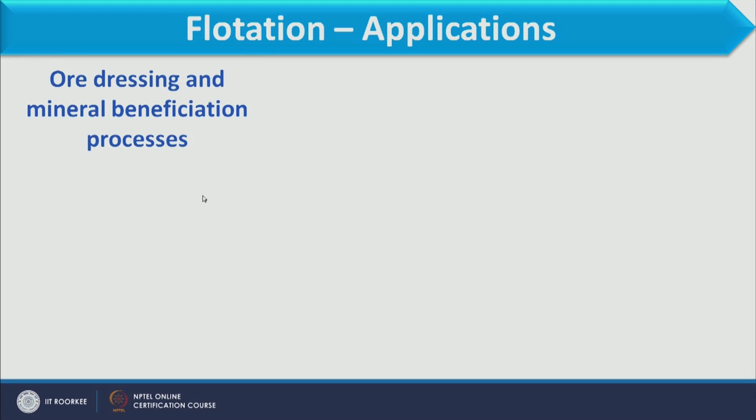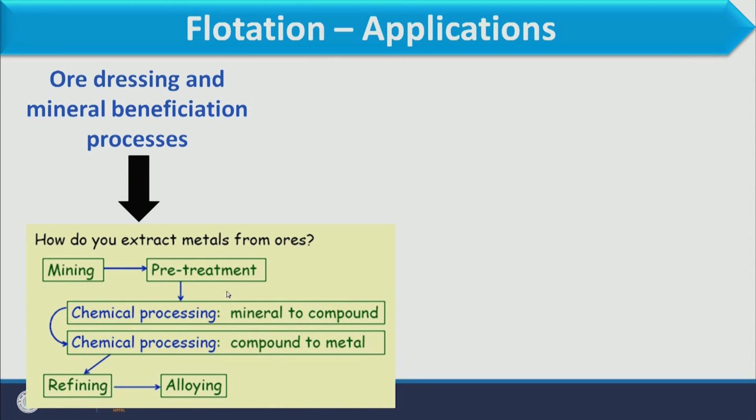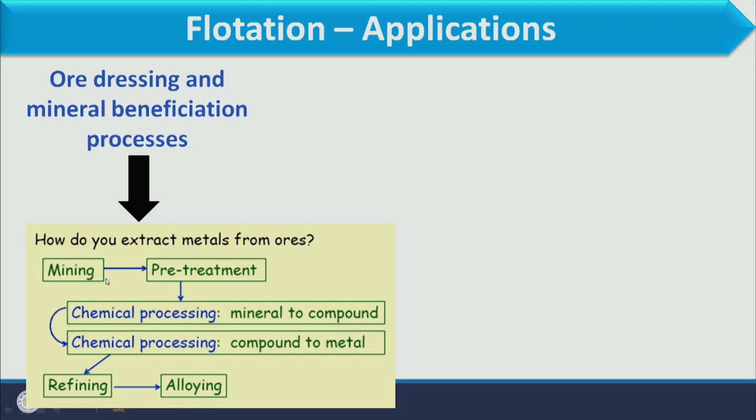Now, as far as flotation application is concerned, the main application of this process is in ore dressing and mineral beneficiation processes. How do we go for ore dressing? This is the flow chart which speaks about recovery of metal from ores. What is the meaning of ore dressing? We have to separate the materials which are involved in the ore. So, what should be the steps of this is shown through this diagram.